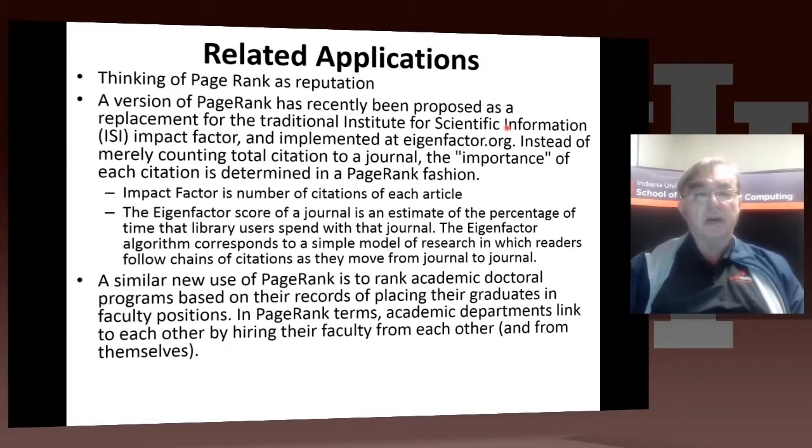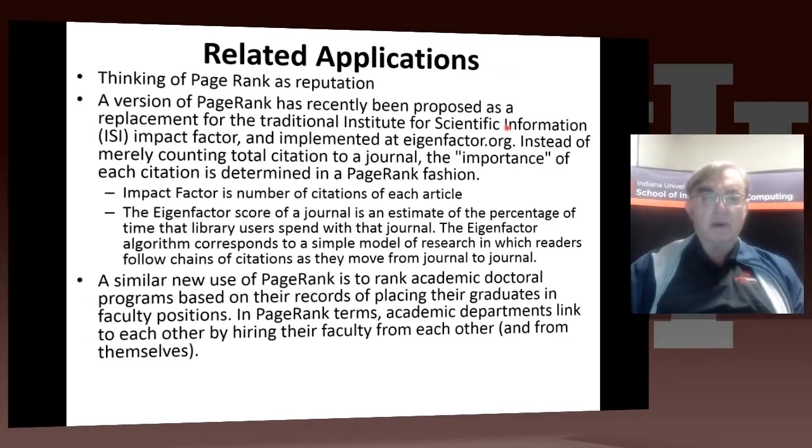This concept can be generalized because you can think of page rank as a reputation. In the web page example, it's the importance of a web page, which is similar to the reputation of a web page. And so you can use this concept with other types of entities. One of the examples is trying to rank journals. There is a so-called eigenfactor method of ranking journals, which is effectively using the PageRank idea.